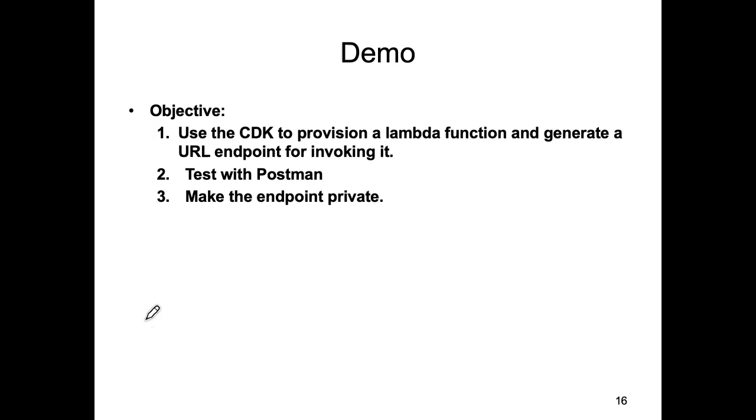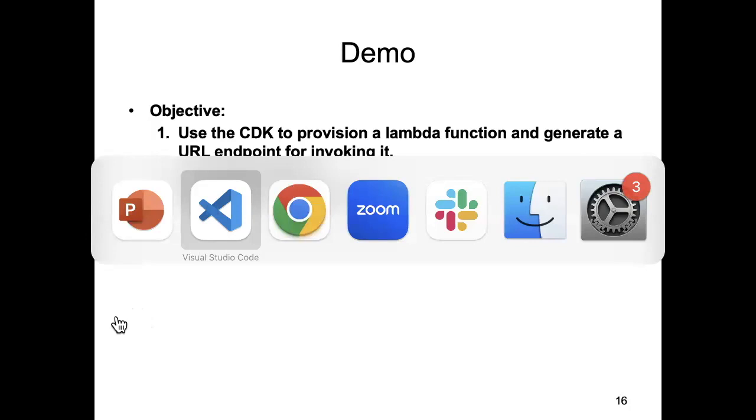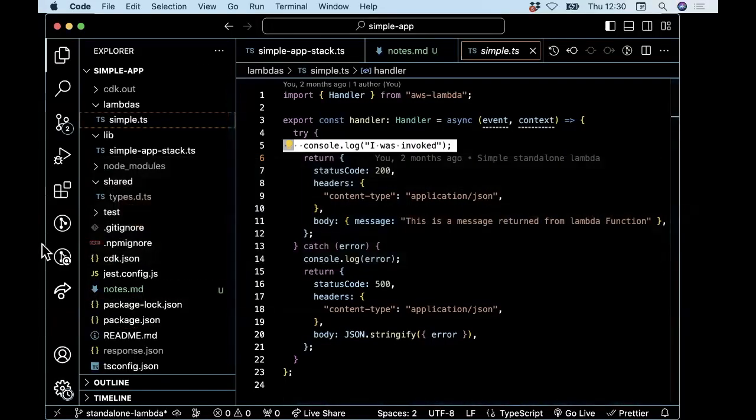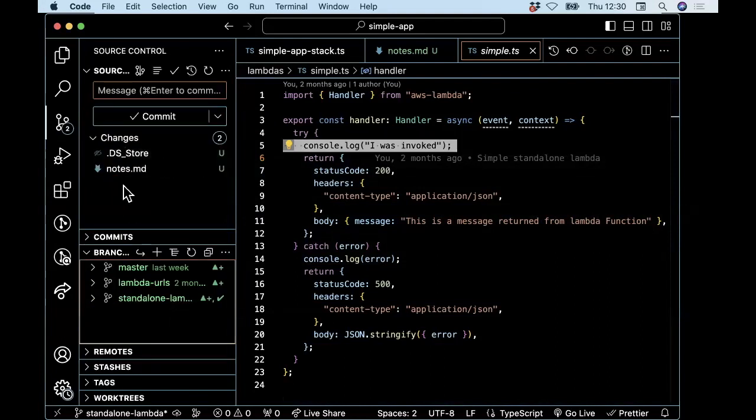In addition, you can actually configure the URL to be a private URL. And in that case, there has to be some form of authentication with the HTTP request to the Lambda function. So how do I get the CDK to generate a URL from my Lambda function? Because I've prepared this earlier on, I'm going to check out this branch.